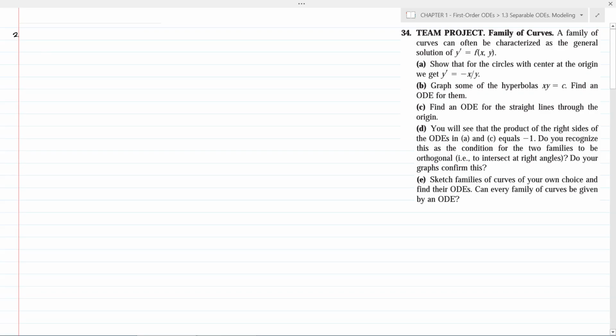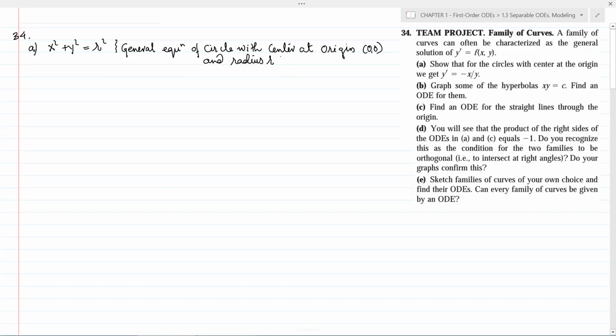Question 34. A family of curves can often be characterized as the general solution of y dash equal to f of x, y. A. Show that for the circles with center at the origin, we get y dash equal to minus x by y. The general equation of a circle with center at the origin is x square plus y square equal to r square, where r is the radius of the circle. This is the general equation of a circle with center at origin 0, 0 and radius r.